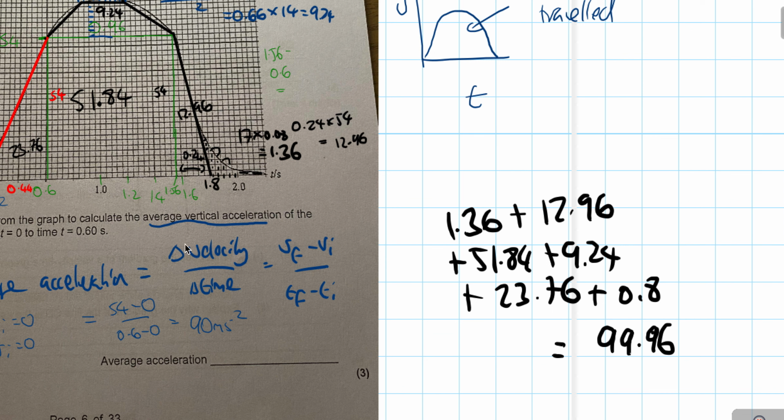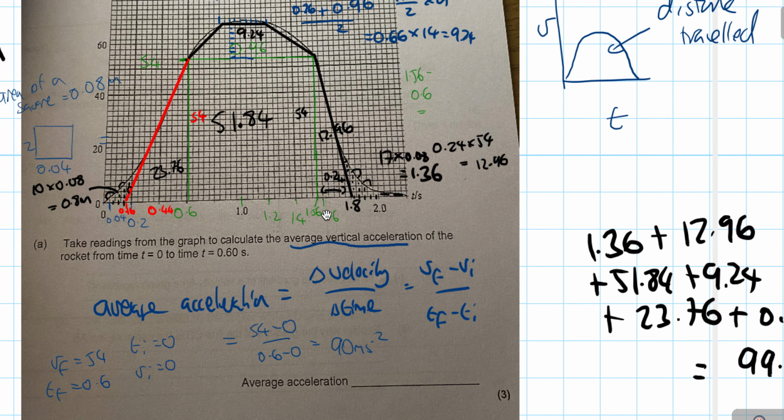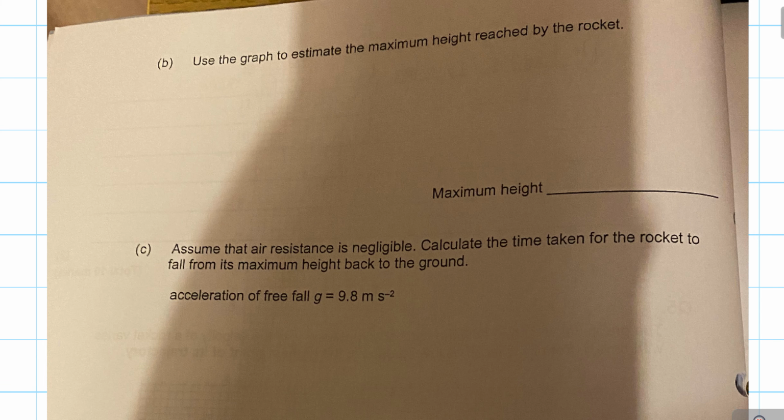So expect a range. You can get a wide variety of answers, it depends on how accurate you have been. It is an estimate though, so you might get something around the 90s, or you might get something around the 80s as well. So that gives us our answer for maximum height. So in our case, 99.96. But again, you are given a leeway.